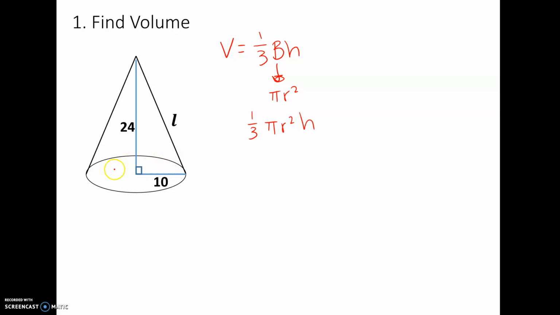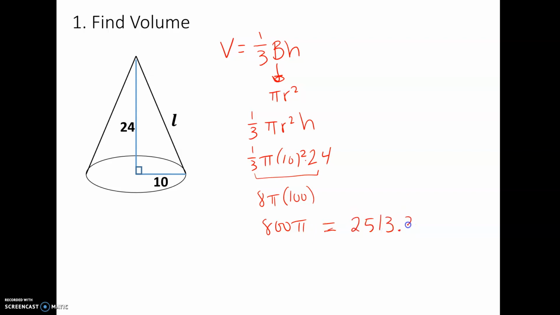All right, well, my r here is 10, so I'm going to get 1/3 pi times 10 squared times my height of 24. I'm going to take 1/3 of 24, which is 8. So I'm going to get 8 pi times 10 squared is going to be 100, which is going to be 800 pi. And when you plug this into your calculator, you should get 2,513.3.